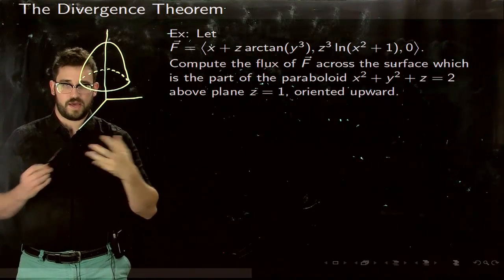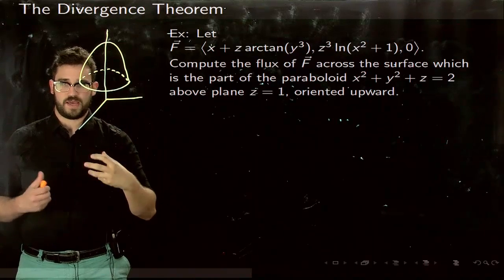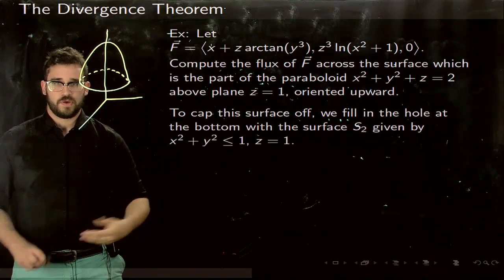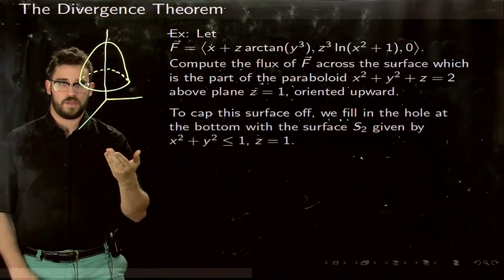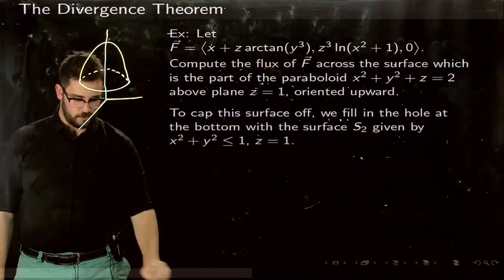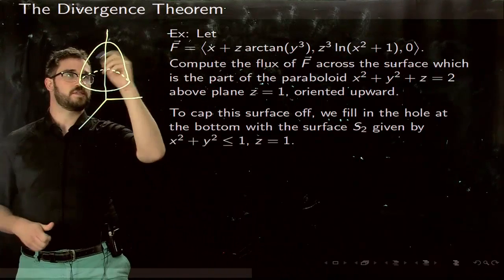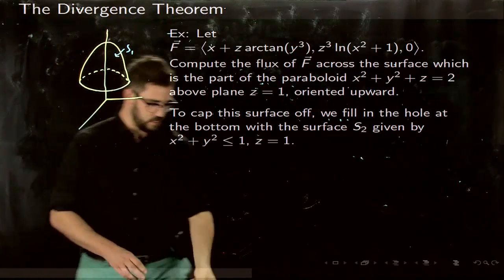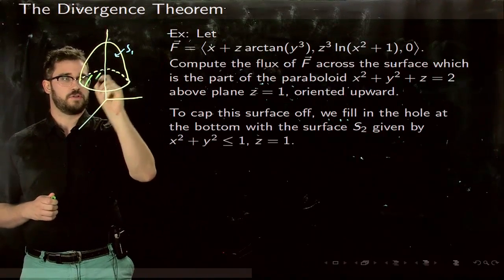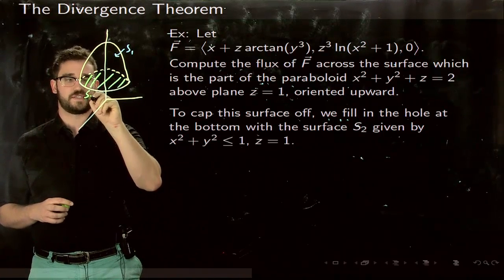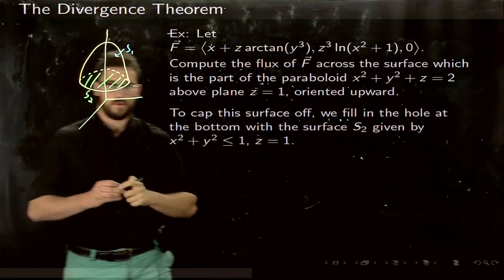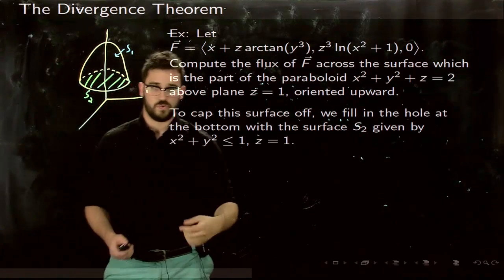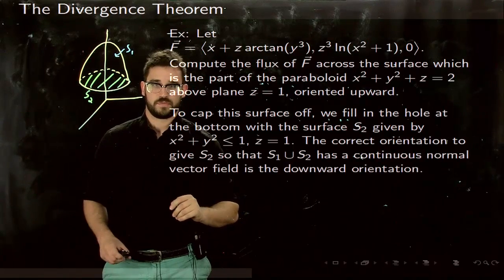So we don't have a closed surface. We don't have a boundary of a solid part. So what do we do? Cap this off. We fill in the hole, the bottom, with the surface S2, which, if this is S1, all of that, then S2 would be the disk down here, z equals 1, and x squared plus y squared is less than or equal to 1. So we got our two surfaces.